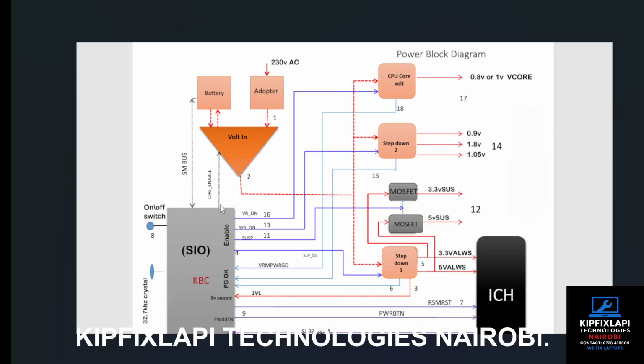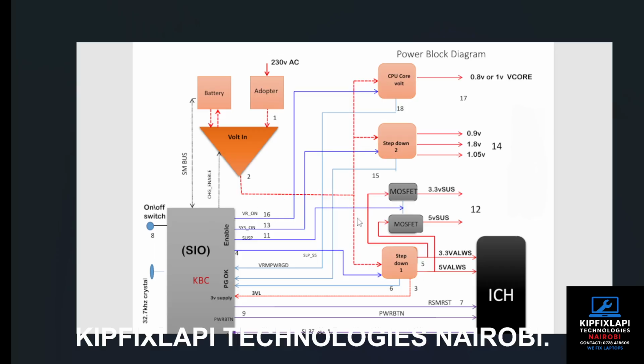Here we have a signal coming from the SIO towards this phase 1 of the power supply. This is the entire phase 1 of the power supply. This signal is called charging enable. So this is what enables phase 1, or the charging IC, to charge the battery. That's why we need this signal.